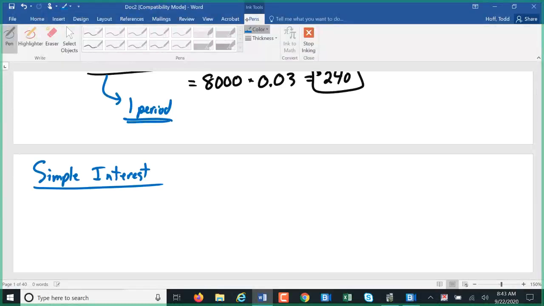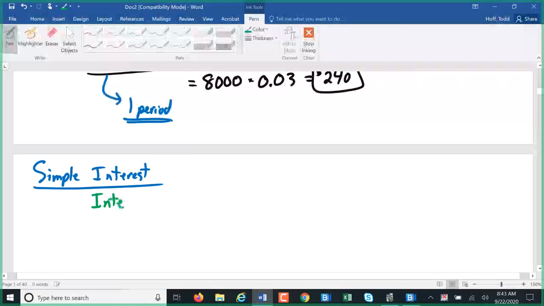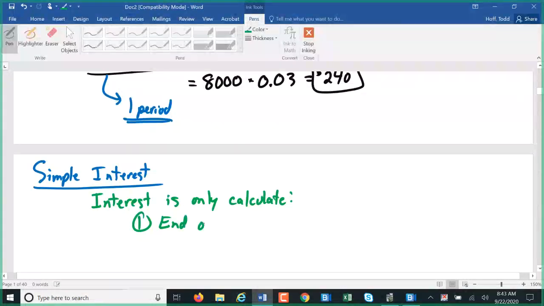Now, first, a little bit of a word on what simple interest is. Simple interest is really the simplest way there is to calculate interest. That's why it's called that. In simple interest, interest is only calculated at the end of the term. If it's a 2-year investment, at the end of 2 years, you'd calculate the interest. A 6-month investment, at the end of 6 months, you'd calculate the interest. Or too, if there's an action on the account.